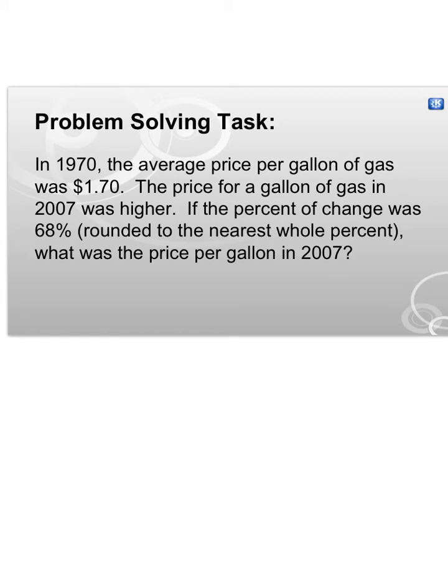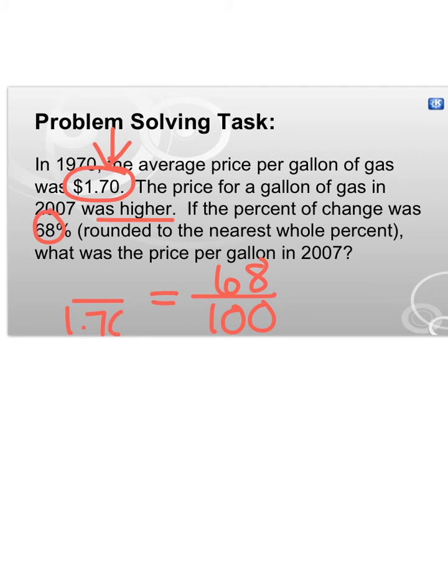Okay, so this one's a little different, so let's walk through this one together. It says an average price per gallon of gas in 1970 was $1.70. And in 2007 it was higher, but we don't know what it was in 2007. We know the percent of change was 68, and that was rounded to the nearest whole percent. So let's see if we can get some information into our format. We know 100 is going to go here. We know the percent goes here. And we know the original price, which was the 1970 price, that goes right there.